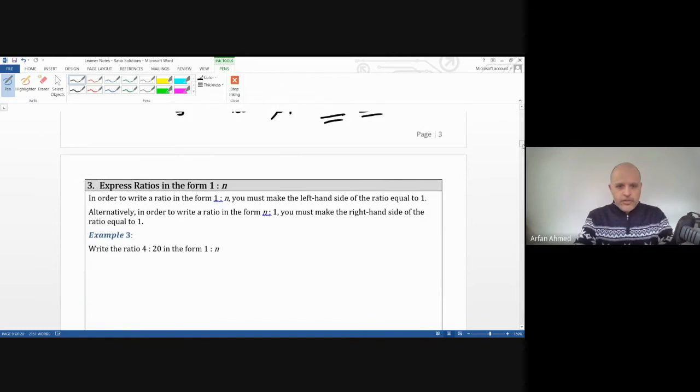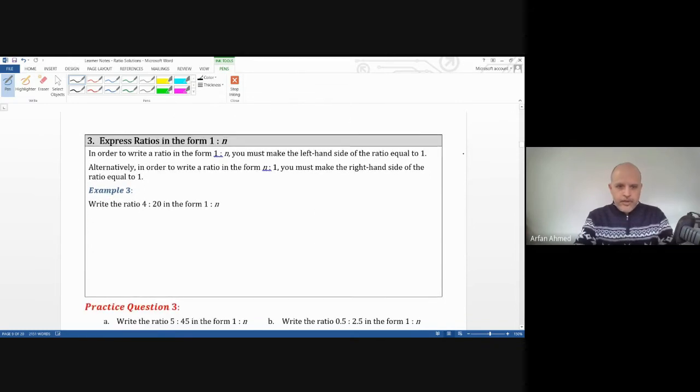Let's move on to the next section. Express ratios in the form 1 to n. So in order to write a ratio in the form 1 to n, you must take the left-hand side of the ratio equal to 1. Alternatively, in order to write a ratio in the form n to 1, you must take the right-hand side of the ratio equal to 1. So it could be 1 to n or n to 1, totally depends on the question.